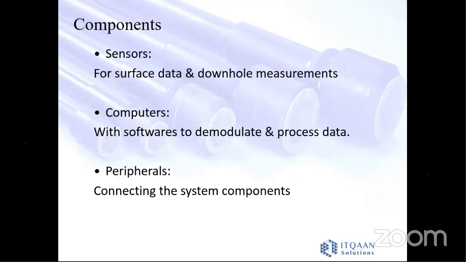We need the service system, which we already talked about. Another thing we need is the sensors. To collect the data from downhole, I mean to take the measurements, we need sensors, and we need components to process all this data. We need sensors for surface data and downhole measurements. We need a computer with software to demodulate, decode, and process the data. We need peripherals, like cables, to connect all the system components together.